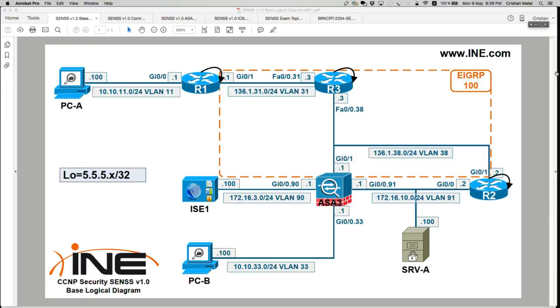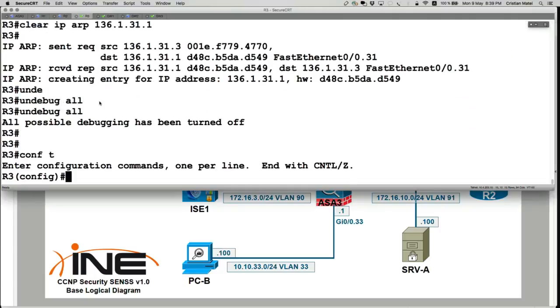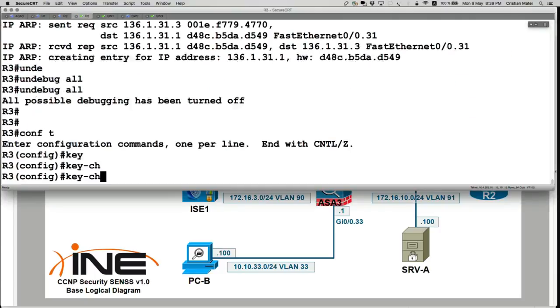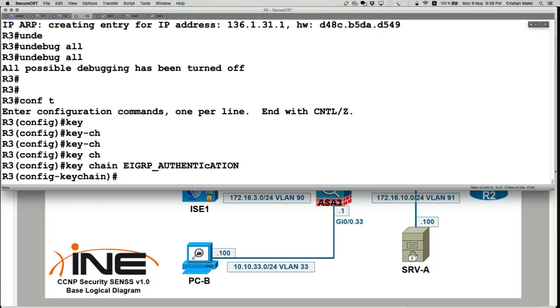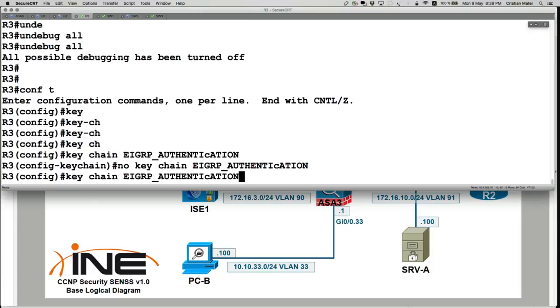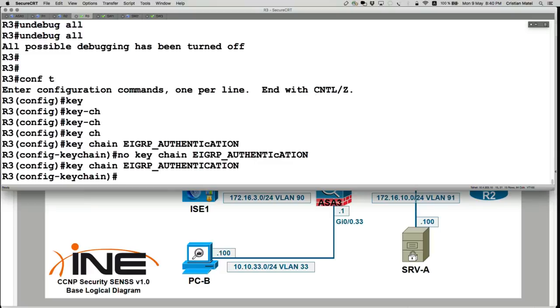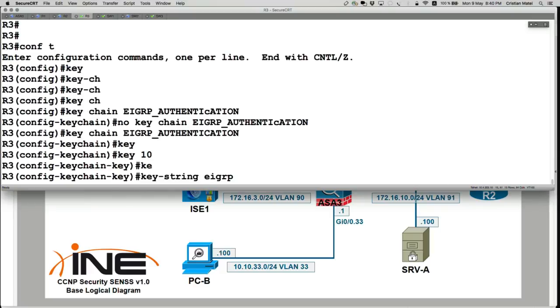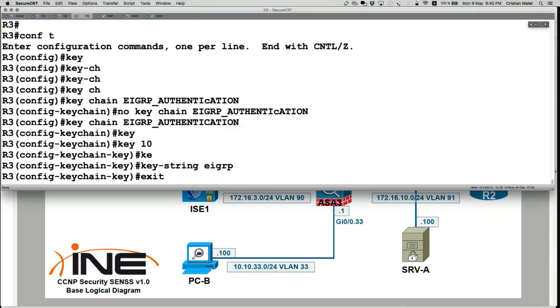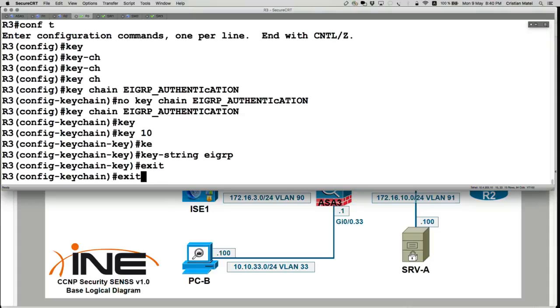Router 3. So key chain EIGRP-authentication. Make sure you use only capitals or only small letters, otherwise you're asking for typos. Then key number, I said 10, and key-string EIGRP. If I don't define any lifetimes, it's going to be indefinite, like it's never going to expire.